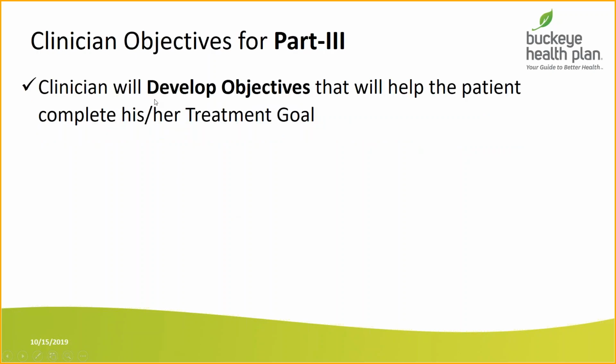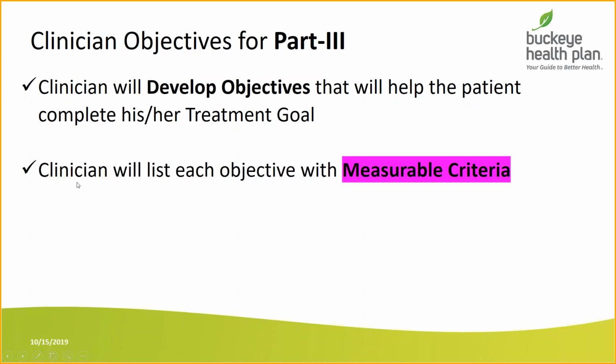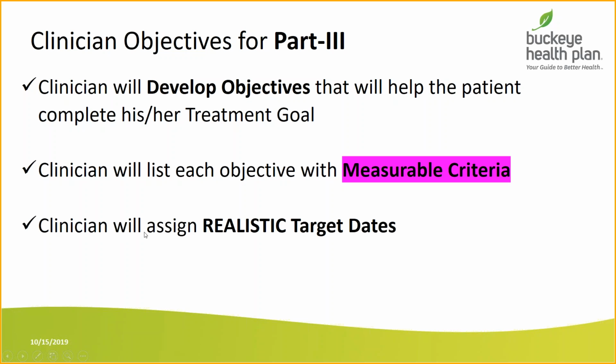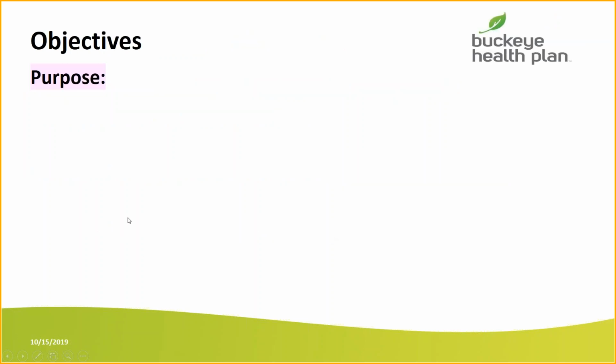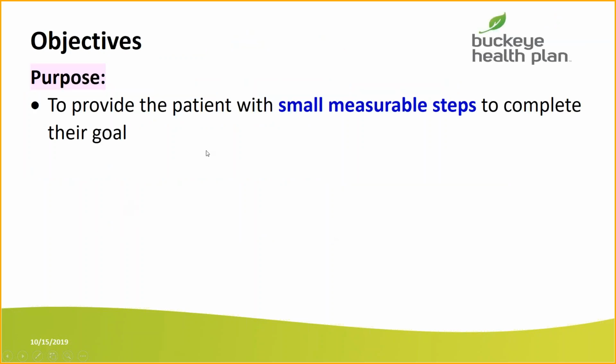So, objectives. The clinician will develop objectives that will help the patient complete his or her treatment goal. That's a good thing. And the clinician will list each objective with measurable criteria, a really, really big thing. And the clinician will assign realistic target dates, another really big thing. So the purpose of objectives, well, you've got to give the patient some small measurable steps.